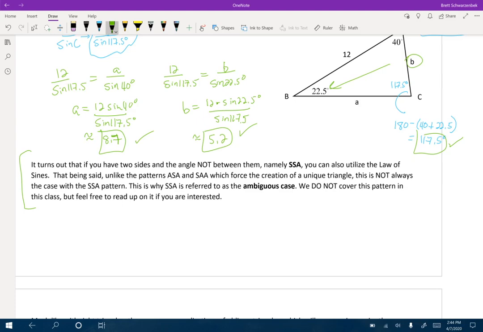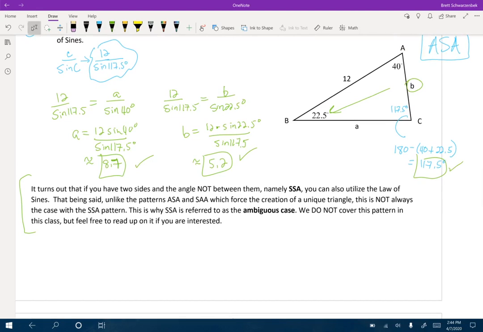So there is another, I'm going to read it actually, just so that you can get a good view of what it's about. It says, it turns out that if you have two sides and the angle not between them, so for example, let's try this. Let's say we're given 5, 7, and the angle not between them. So let's say 36 degrees. Okay, so side and the angle not between them.